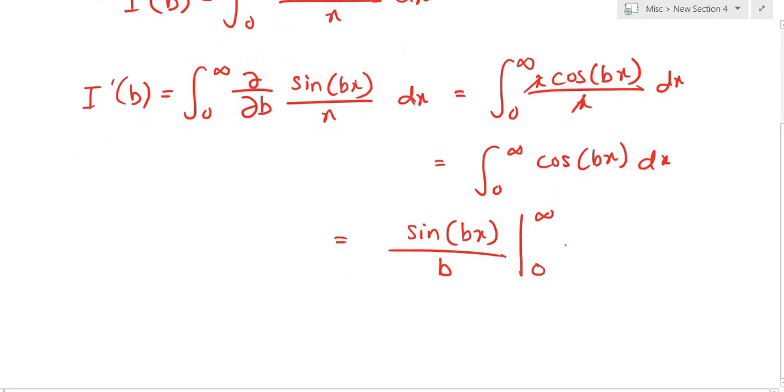But now the challenge, if you already guessed, is if we plug in infinity in the place of x, we will have the limit as x tends to infinity of sine of bx divided by b, and when we plug in 0 in the place of x, everything will become 0. So we don't need to worry about the lower limit of integration. So we have the limit as x approaches infinity of sine of bx over b.